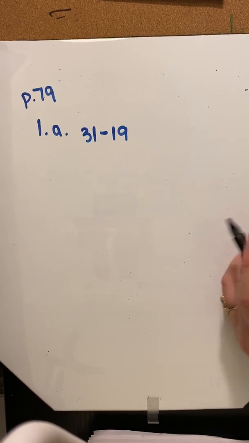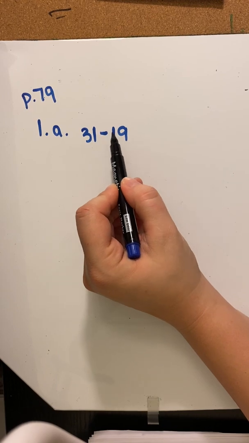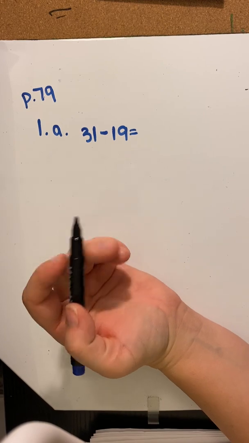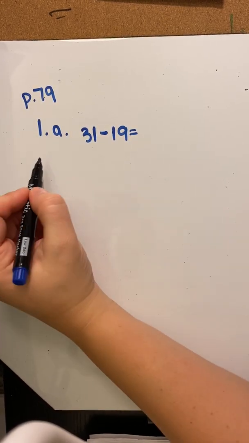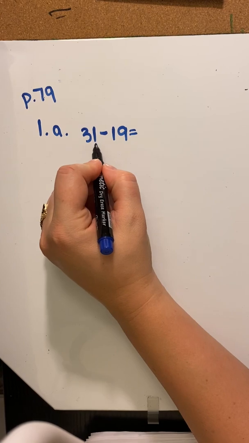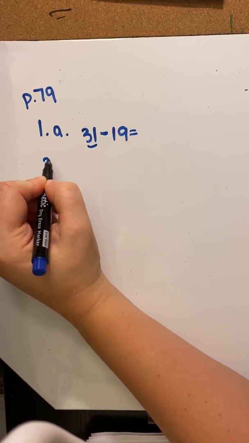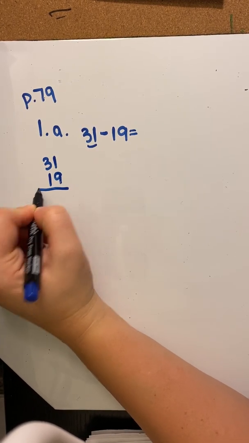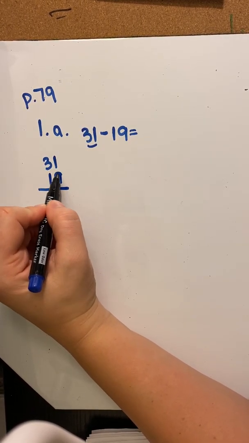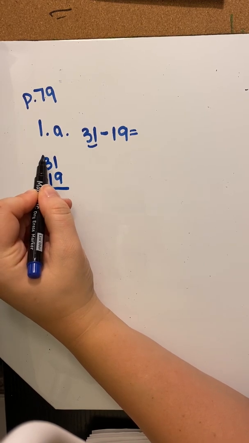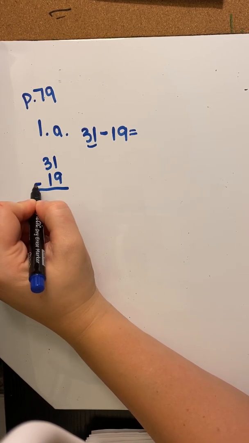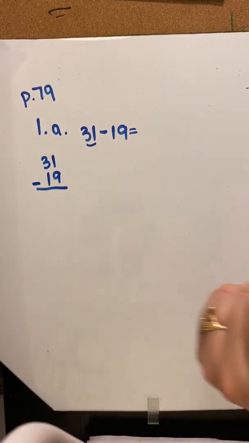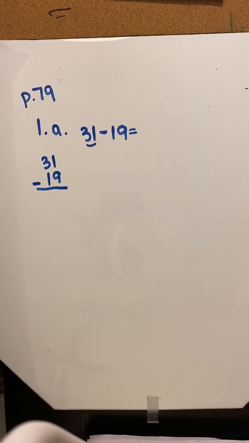Okay, only when necessary. So 31 minus 19 equals, I can already see that I need to set it up in a vertical form, and vertical is up and down. So I'm going to take this number, 31, and I'm going to put my 19 underneath it. And remember, we need to line up our ones place and our tens place value. Okay, and don't forget to add our subtraction sign. That's very important when we're doing our math.